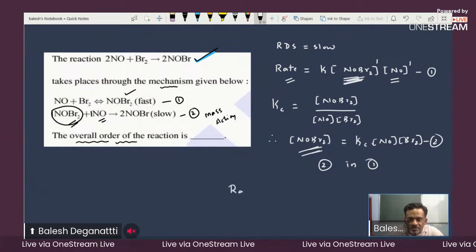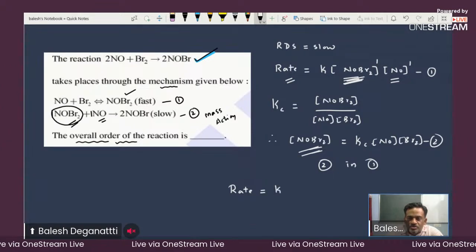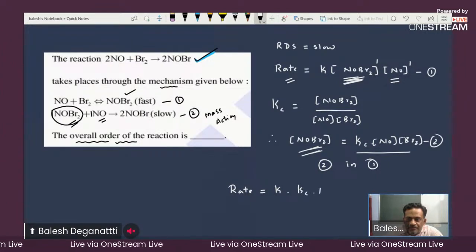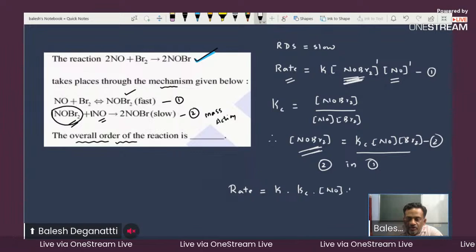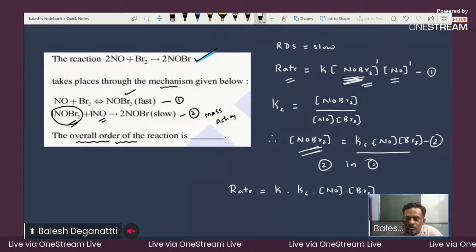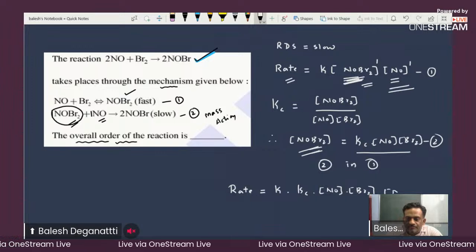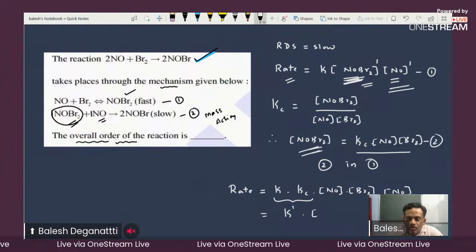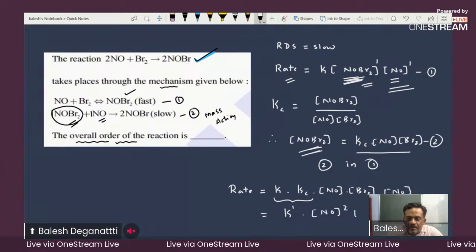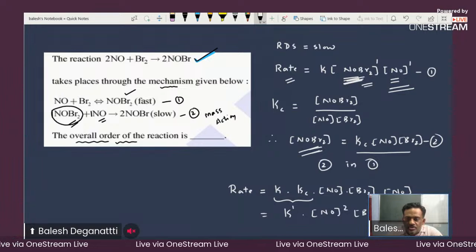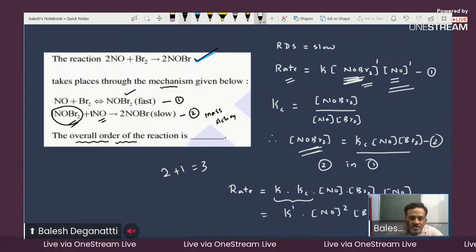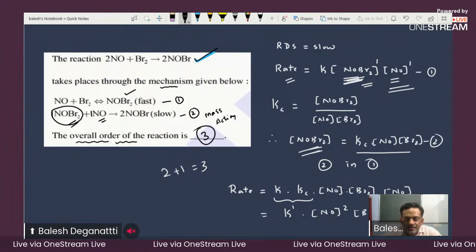So after substituting in equation number 1, the equation number 1 becomes what? So what is NOBr2? NOBr2 is here. NOBr2 is what? Kc into NO into Br2. Apart from NOBr2, what else is there? NO is there. So now K into Kc, I'll write it as K dash. NO into NO square, Br2 is as it is raised to 1. So this is your rate law. In this rate law, what are your powers? 2 plus 1. So 2 plus 1 is equal to 3. So that makes the order of the reaction as 3.